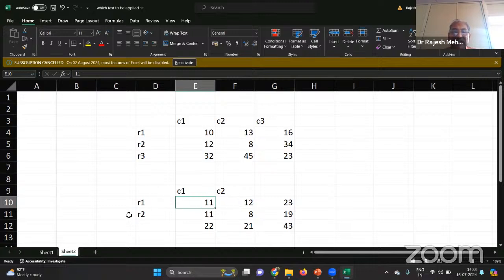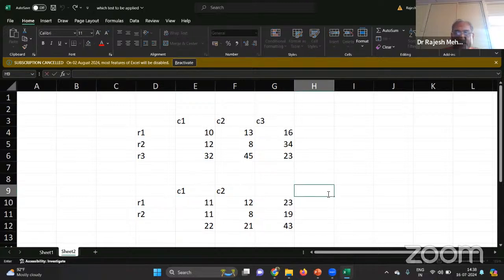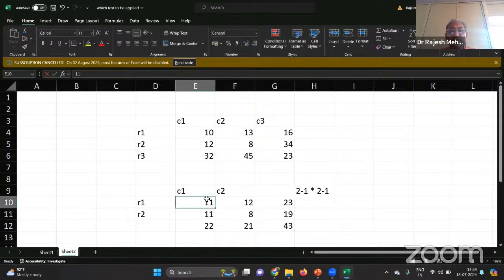That means the number of categories is 2, then 2 minus 1 is equal to 1. Here also 2 minus 1 is equal to 1. So in this case, it is 2 minus 1 multiplied by 2 minus 1. So the degree of freedom is equal to 1.